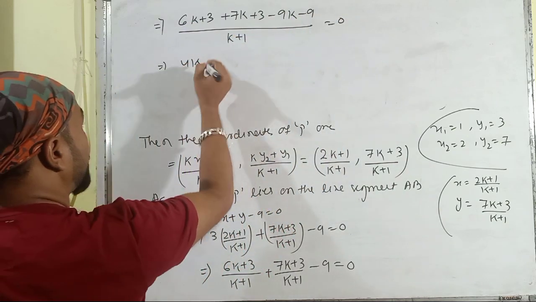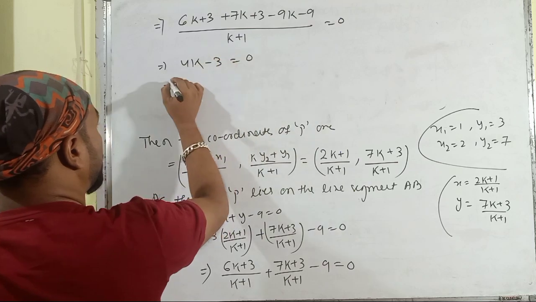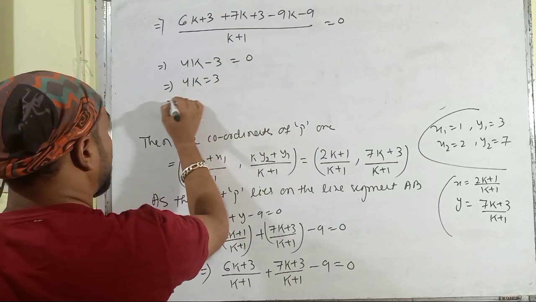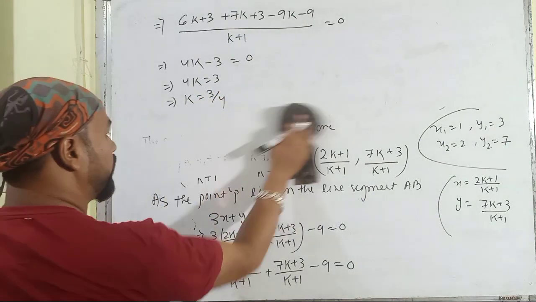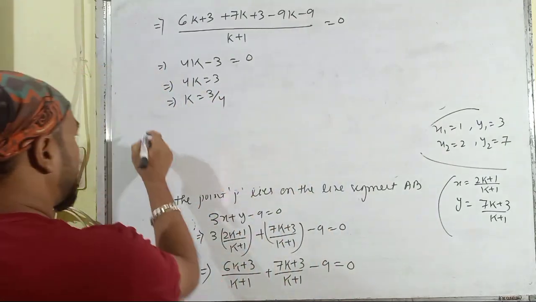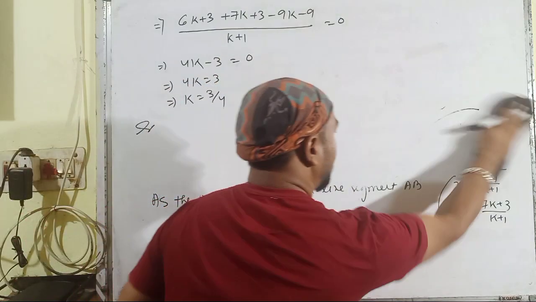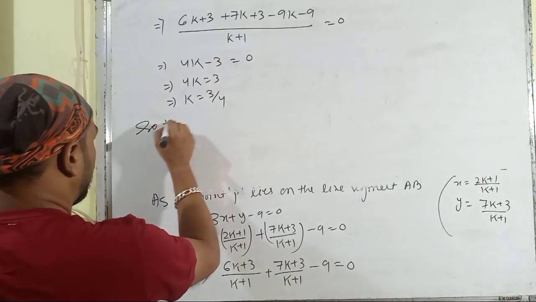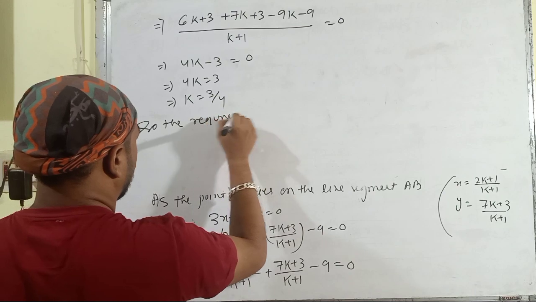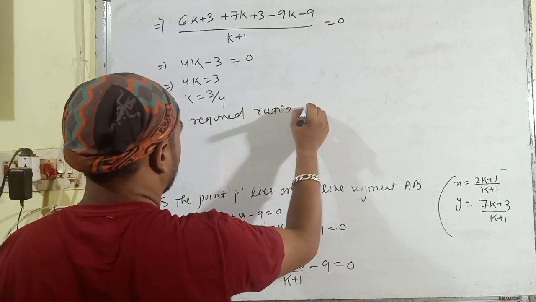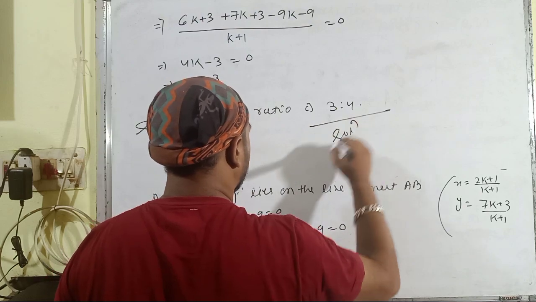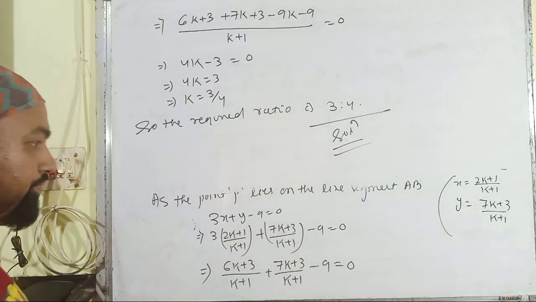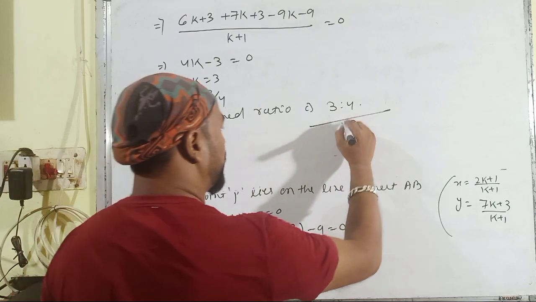Then it will be 4k minus 3 is equal to 0. That implies 4k is equal to 3. That implies k is equal to 3 upon 4. So the required ratio is 3:4, and here it is your complete solution. Here it is your answer.